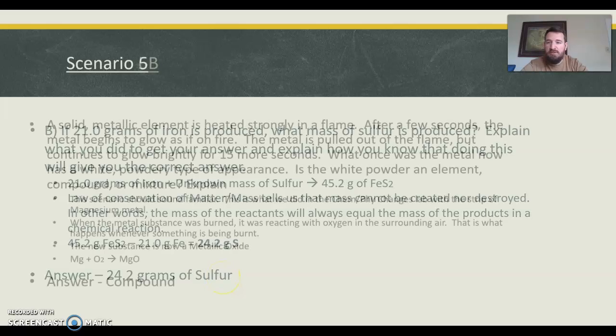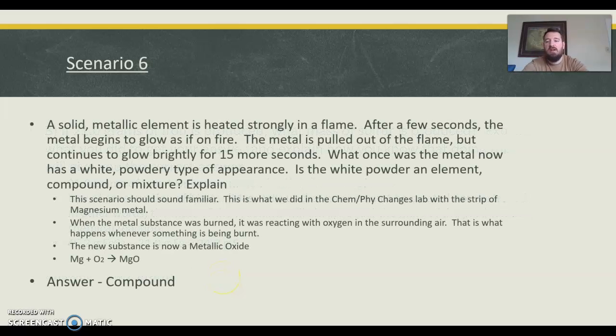Right, moving on to scenario 6. A solid metallic element is heated strongly in a flame. After a few seconds, the metal begins to glow as if on fire. The metal is pulled out of the flame but continues to glow brightly for 15 more seconds.